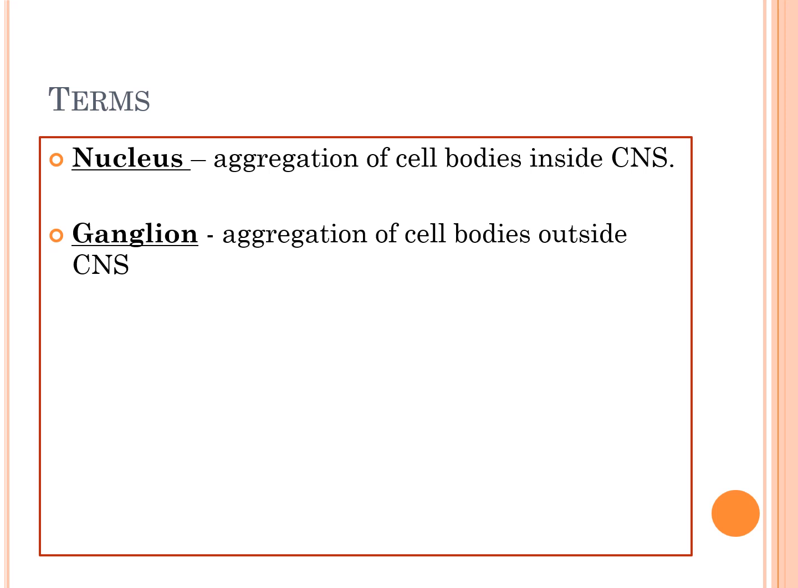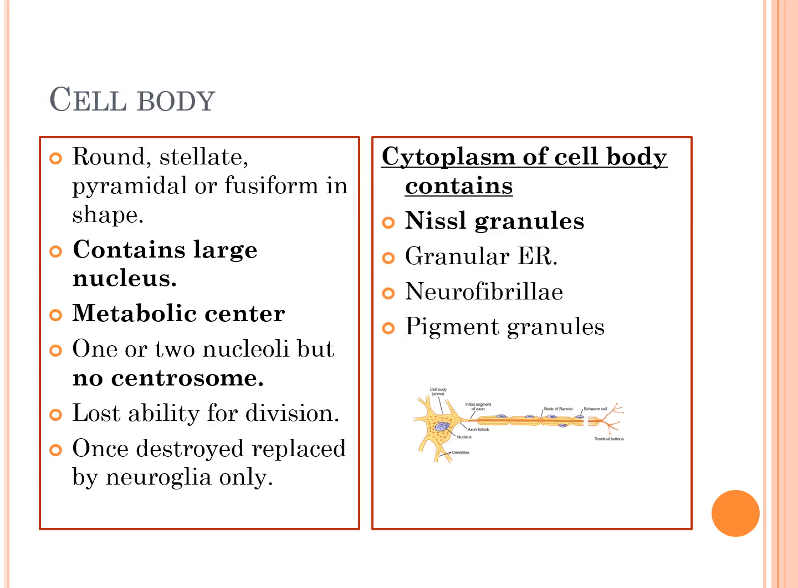When we study the hypothalamus, we are going to study the suprachiasmatic nucleus, which is the biological clock which regulates the circadian rhythm of the body. So that is a nucleus. What is meant by nucleus? It is nothing but the collection of cell bodies within the central nervous system. And ganglion means the collection of cell bodies outside the central nervous system.